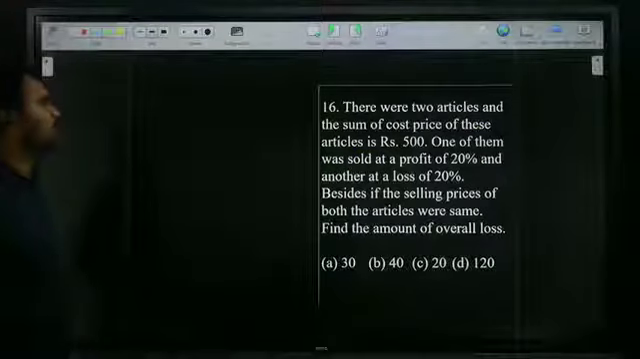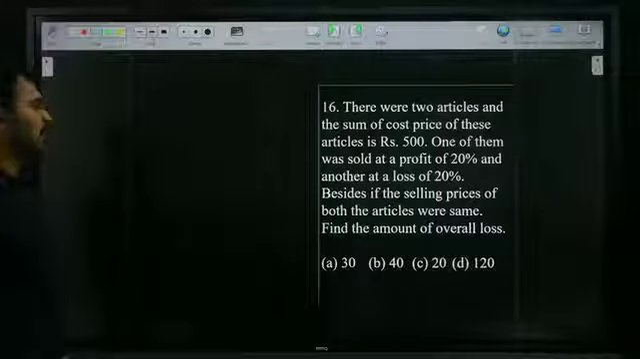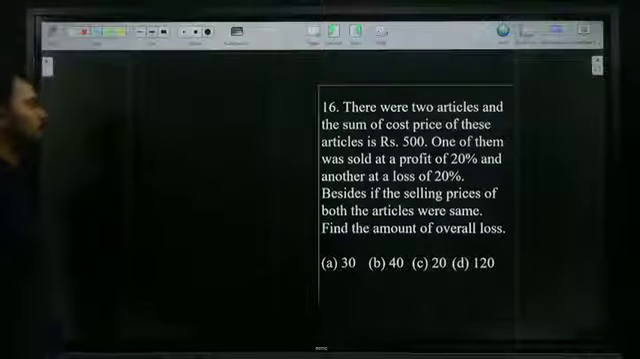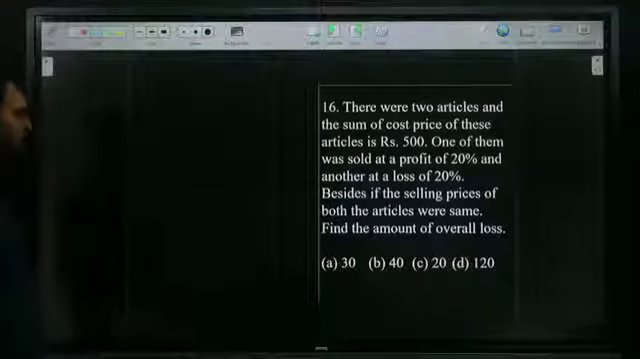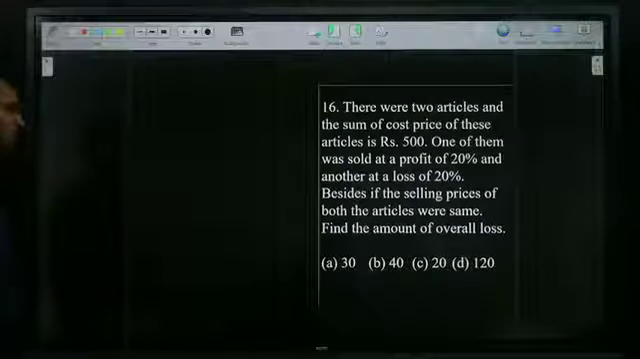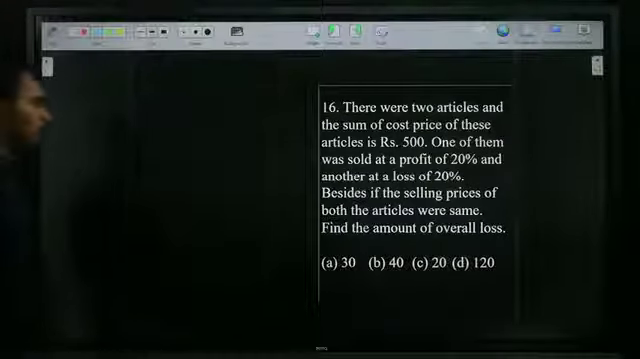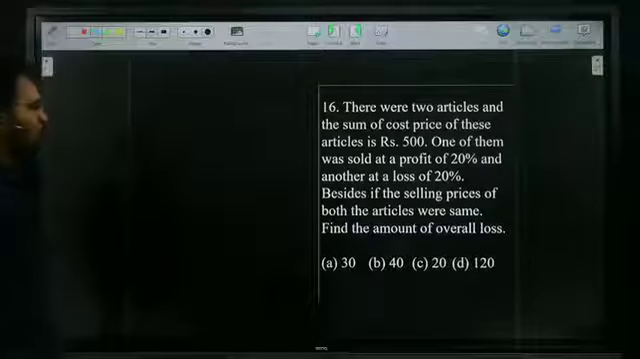There were two articles and the sum of the cost price of these articles is 500. One of them is sold at 20% profit, another one at a loss of 20%. Besides, the selling price of both the articles was the same. Find the amount of overall loss.